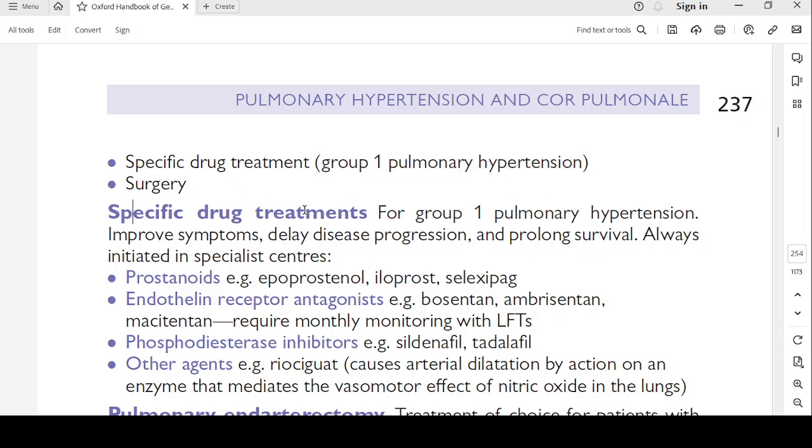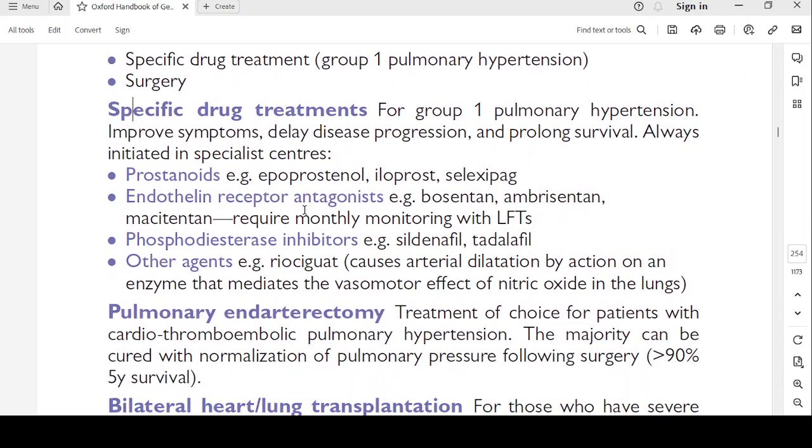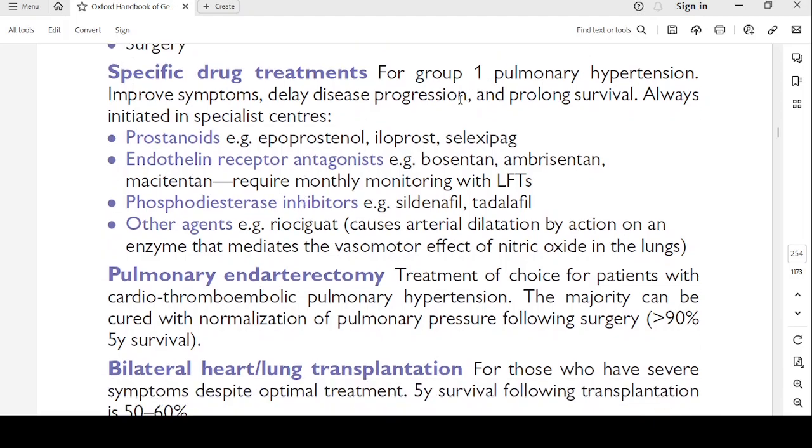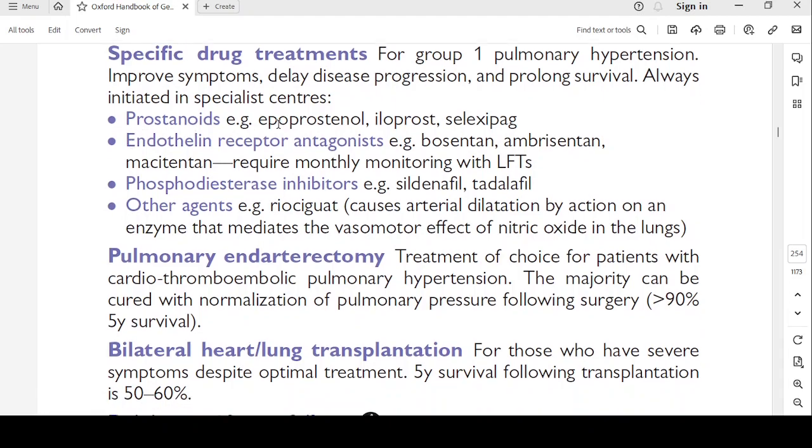Specific drug treatments for group 1 pulmonary hypertension improve the symptoms, delay the disease progression and prolong survival. They are always initiated in specialist centers. Prostanoids: epoprostenol, iloprost, selexipag. These are the prostanoids. Endothelin receptor antagonists: bosentan, ambrisentan and macitentan require monthly monitoring with LFTs.